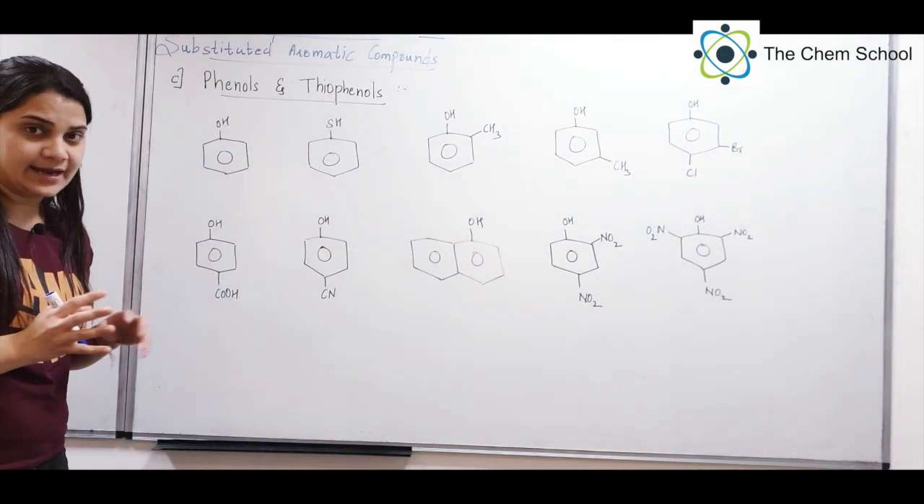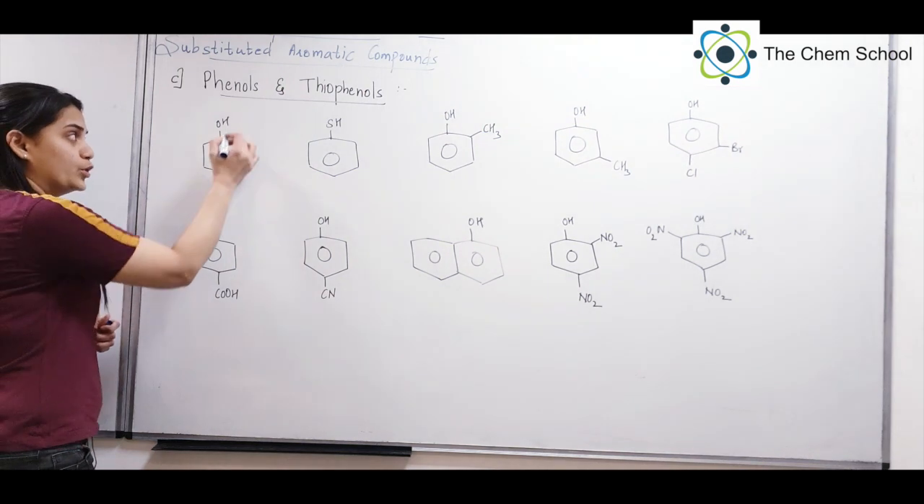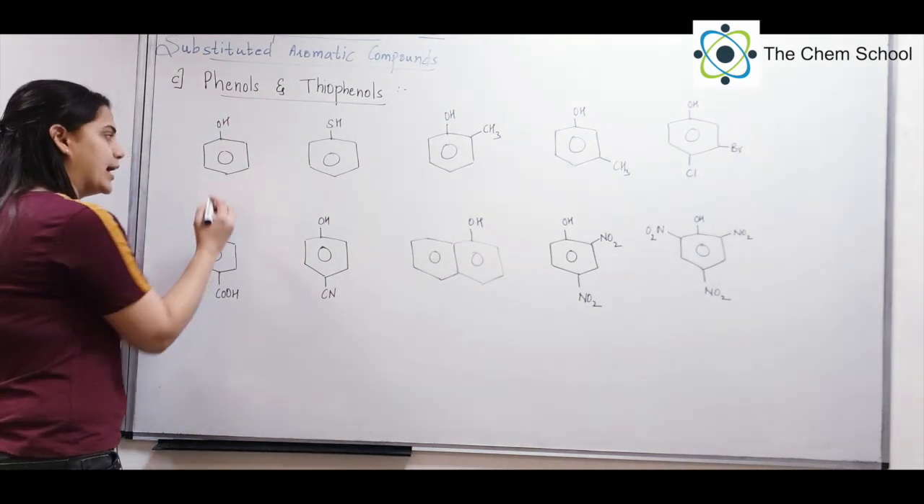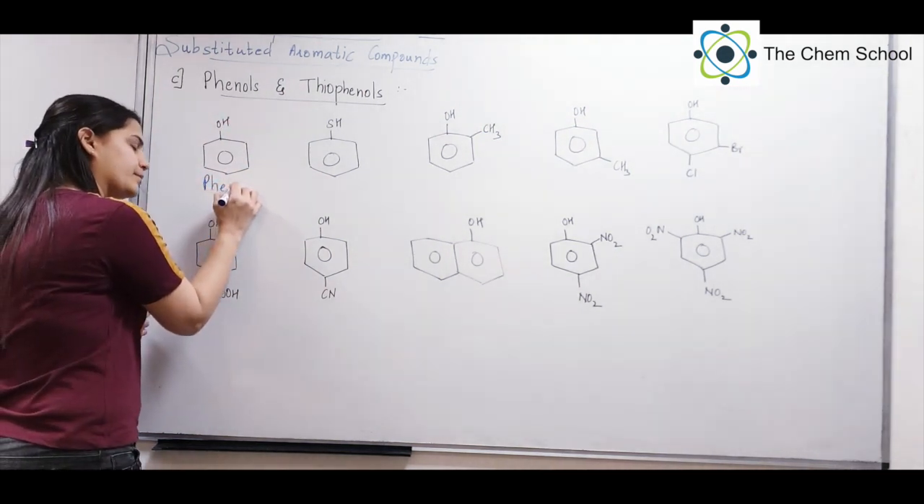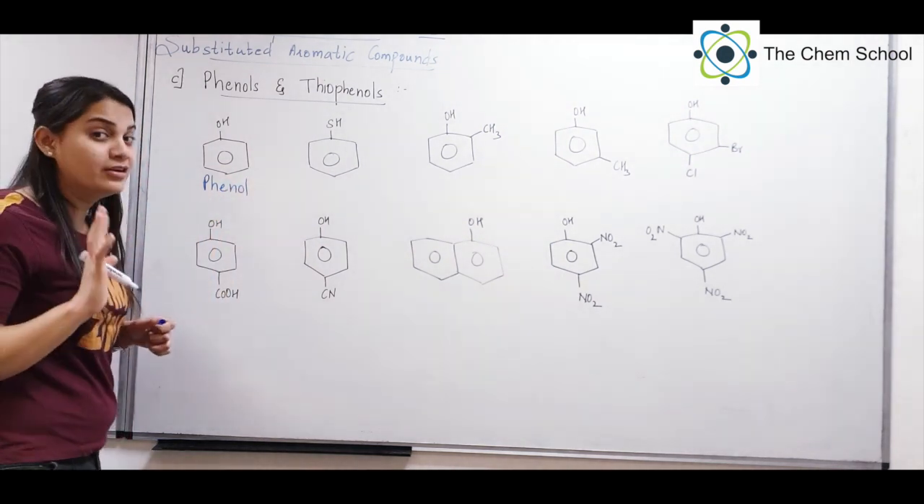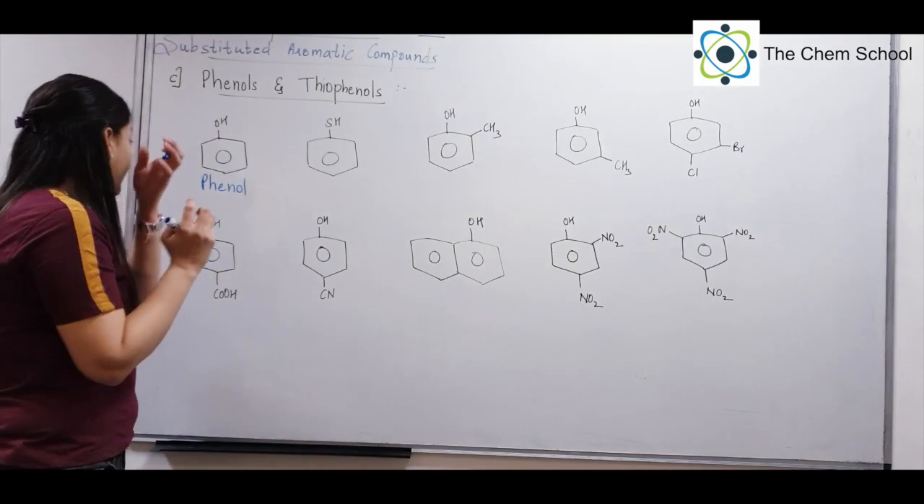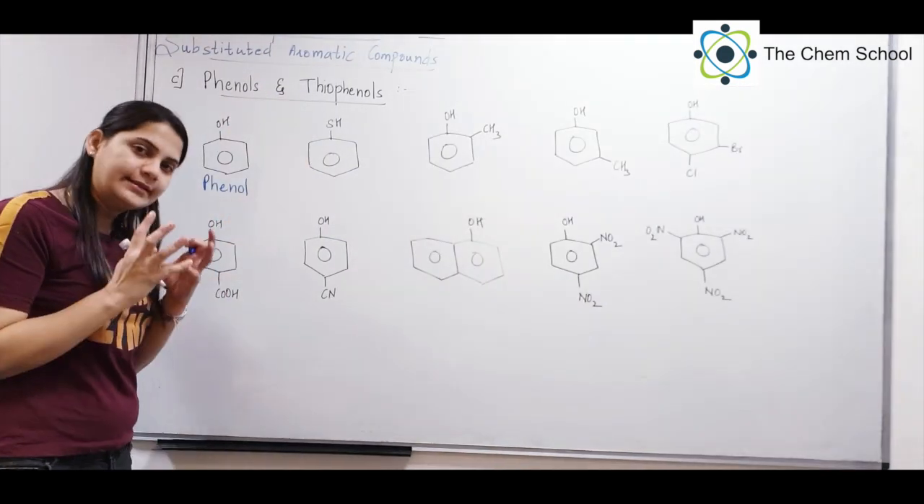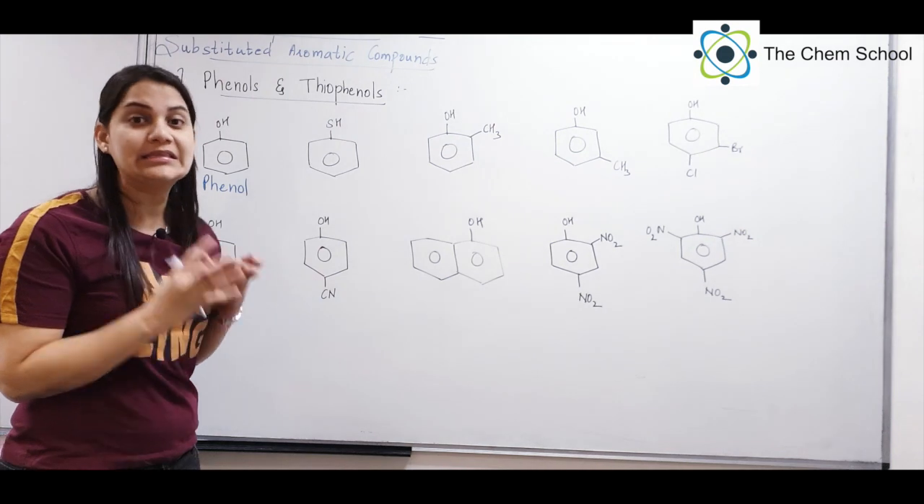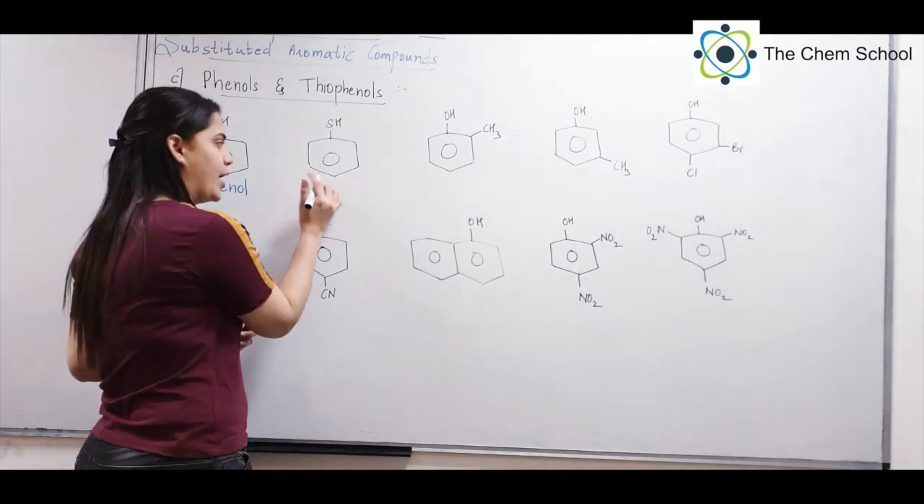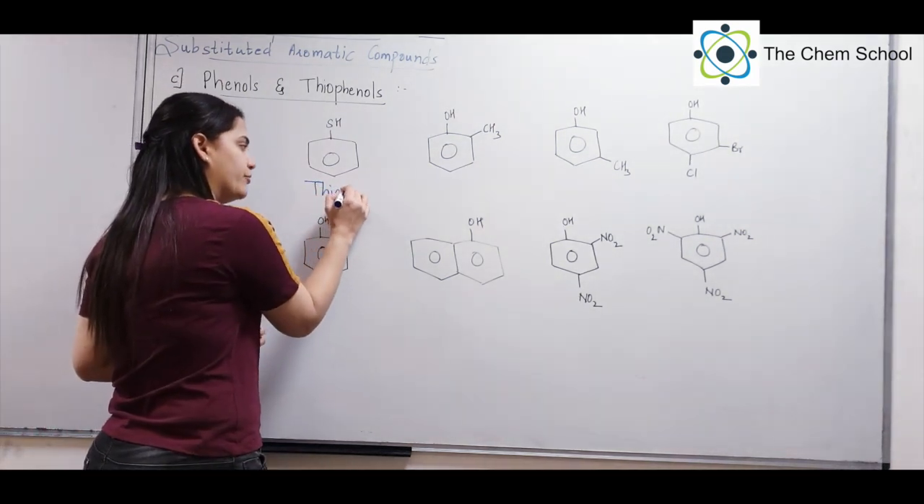If you remember, I said if you have a benzene with OH, that is called phenol. And if I remove the oxygen and replace it with sulfur, then the structure that you are going to get is called thiophenol. So this one is thiophenol.